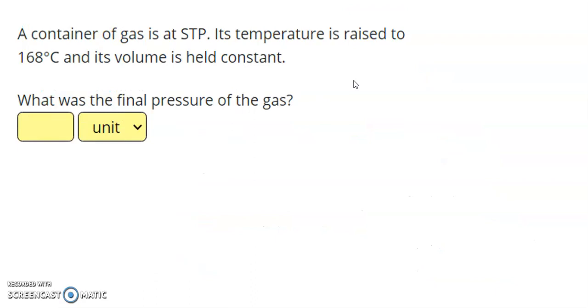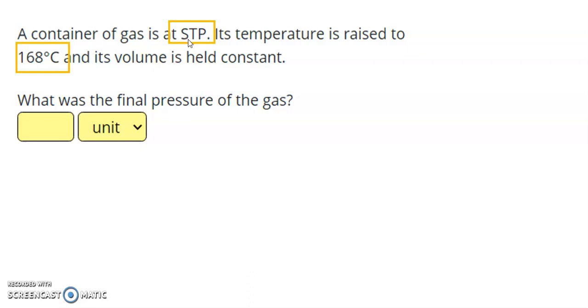Let's look at another question. It says a container of gas is at STP. Its temperature is raised to 168 degrees Celsius, and its volume is held constant. What is the final pressure of the gas? We're going to look for givens in this problem. We have STP and 168 degrees Celsius.